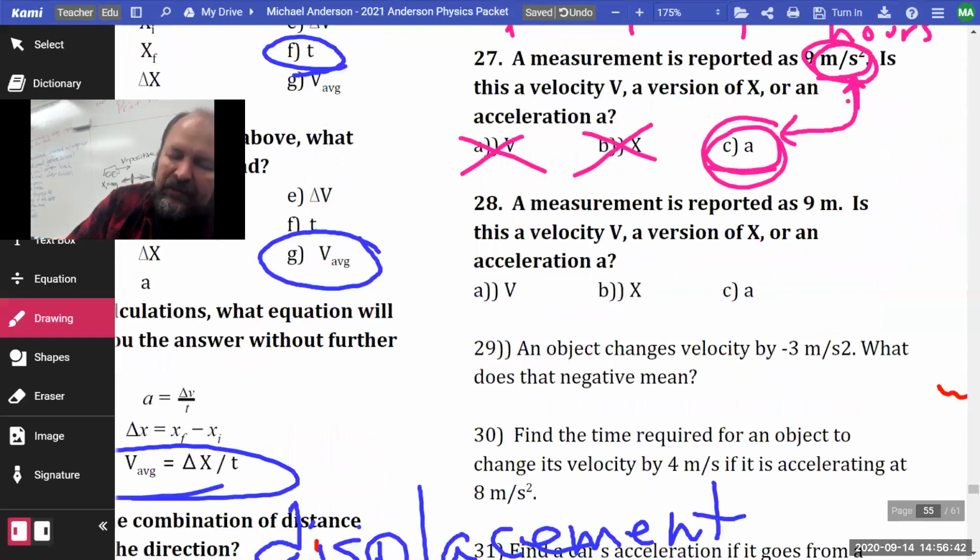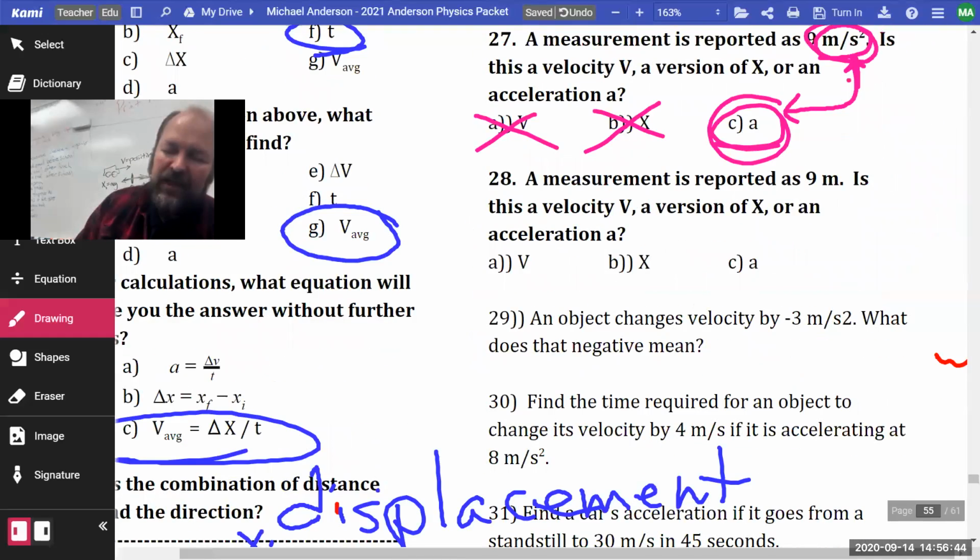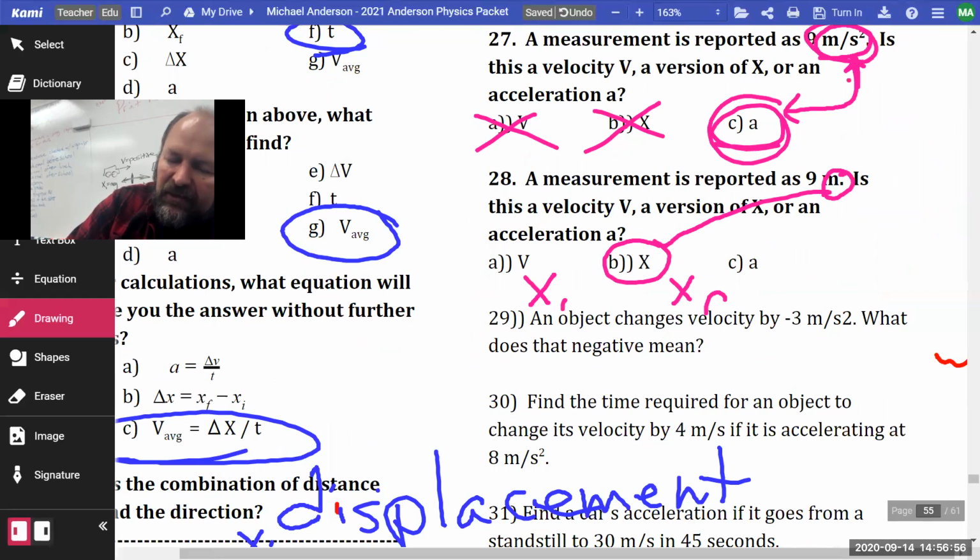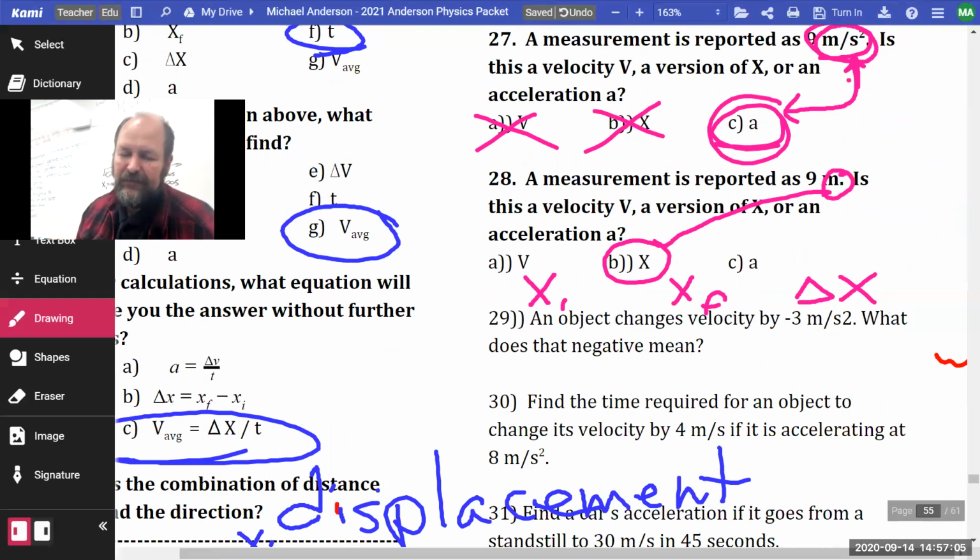Number 28 then, you could probably already guess what the answer is going to be. We have plain old meters as our unit. So that tells me that it has to be some version of x. Either it is the initial location, or it's the final location, or it's the displacement, how far it goes. Number 29, an object changes velocity. In other words, it accelerates.